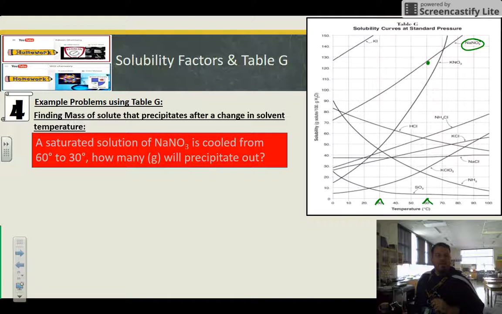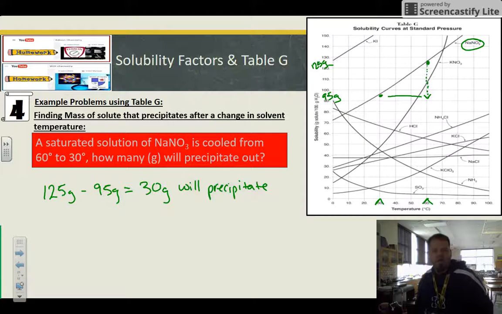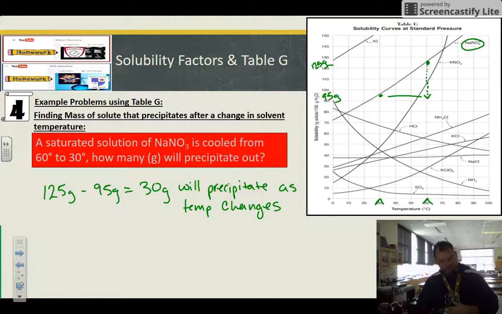All right, 60 to 30. So I got to find out 60 grams, or 60 degrees, how many grams of NaNO3 can I get in there? Monaco says about 125 grams. But at 30, I can hold 95. So let's subtract the two. 125 minus 95 gives me approximately 30 grams of NaNO3 that will fall out of solution and precipitate as a solid on the bottom of the beaker as the temperature changes. Because the solvent can only hold 95 grams of solute now at that temperature. So that is not a double replacement reaction that precipitates. That is just the solute going back into the solid phase.